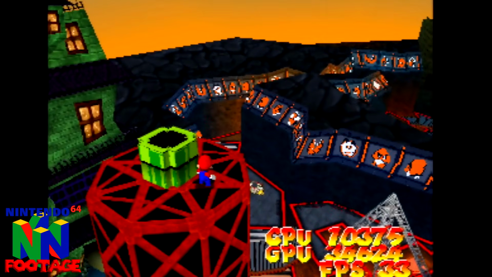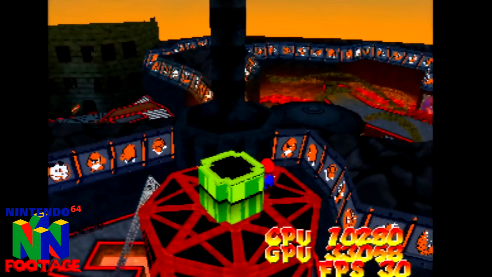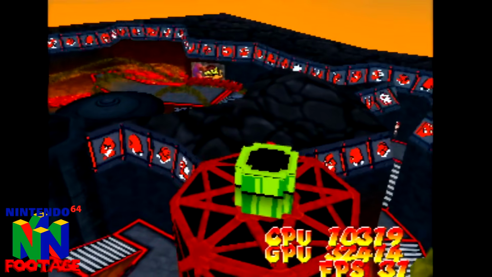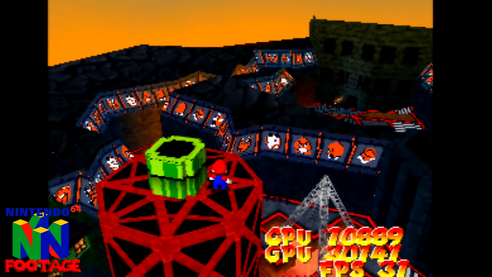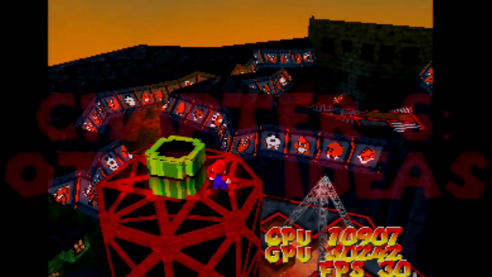Keep in mind, our CPU finishes the frame here in about 10 milliseconds, while the renderer takes 33 milliseconds. So only a fraction of our CPU speed will actually translate into render speed.